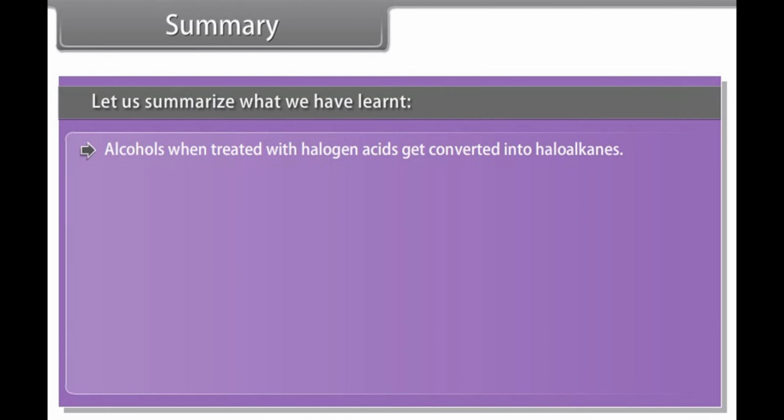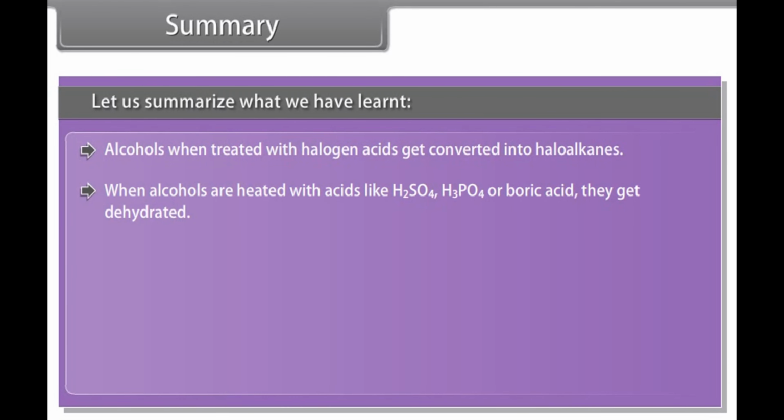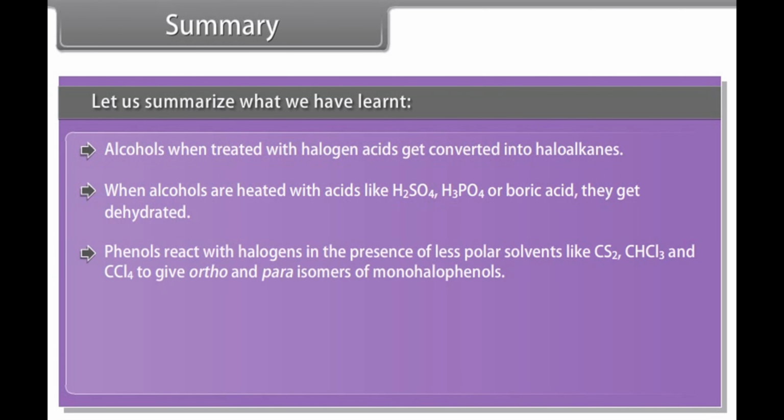Alcohols, when treated with halogen acids, get converted into haloalkanes. When alcohols are heated with acids like sulfuric acid, phosphoric acid, or boric acid, they get dehydrated. Phenols react with halogens in the presence of less polar solvents like carbon disulfide, chloroform, and carbon tetrachloride to give ortho and para isomers of monohalophenols. Salicylic acid is used to prepare aspirin.